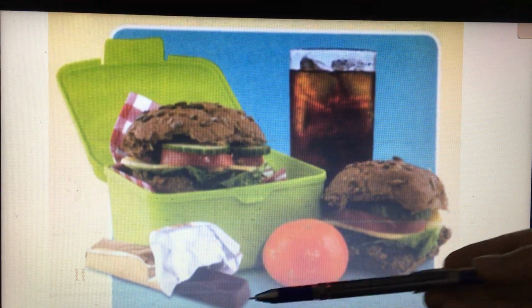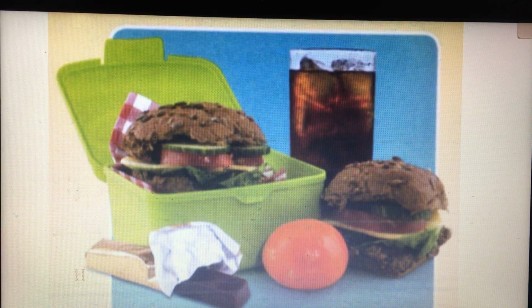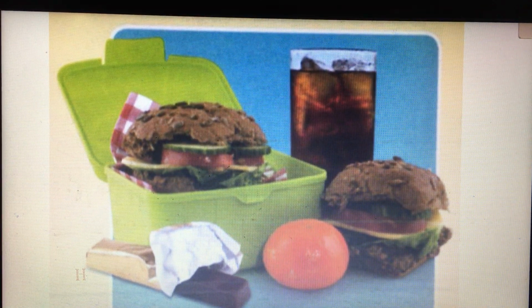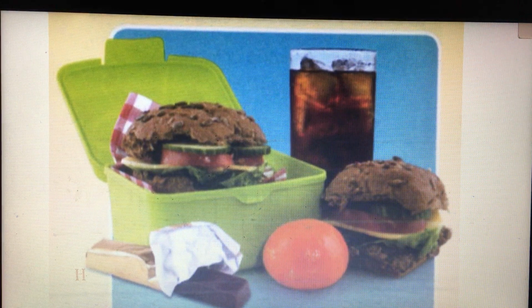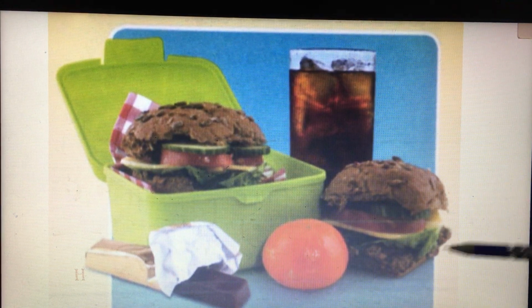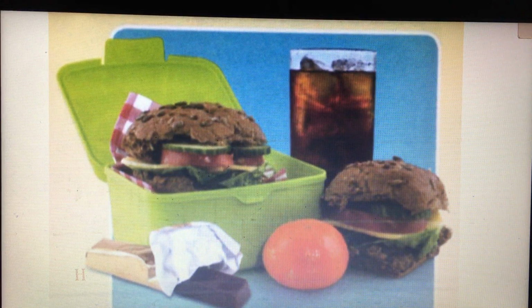And here we have a chocolate bar. This chocolate bar, because it's chocolate, so it's unhealthy. And also we have a fruit, so fruits are healthy. And the last thing inside the sandwich, we have meat. So cold meat also is healthy.